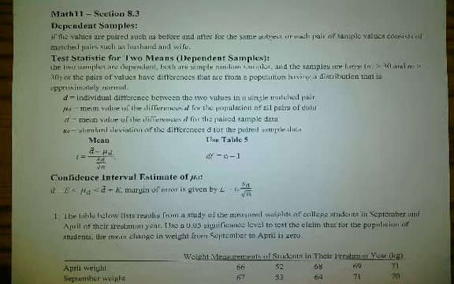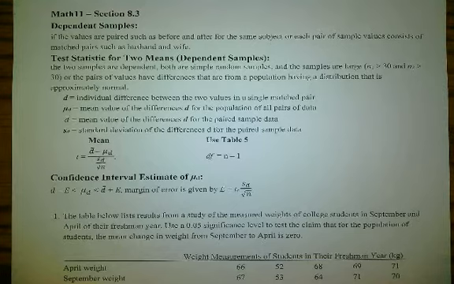The test statistic for two means of dependent samples: both samples have to be simple random samples. Samples should be large, n1 and n2 are greater than 30, and the pairs of values have differences that are from a population having a distribution that is approximately normal.